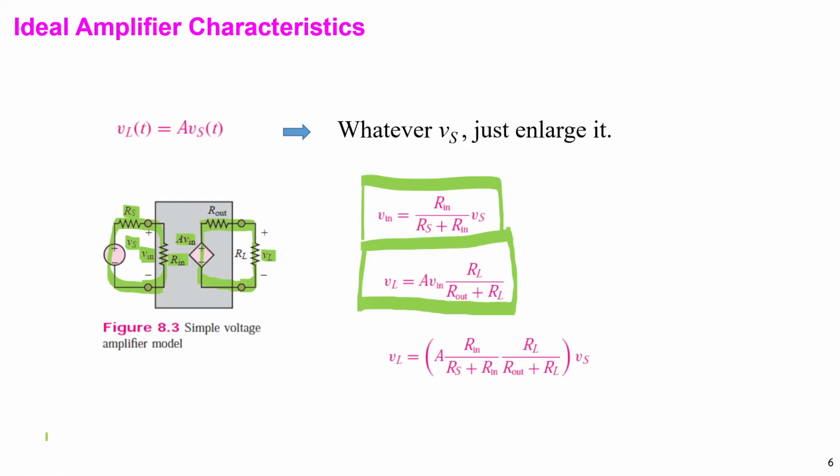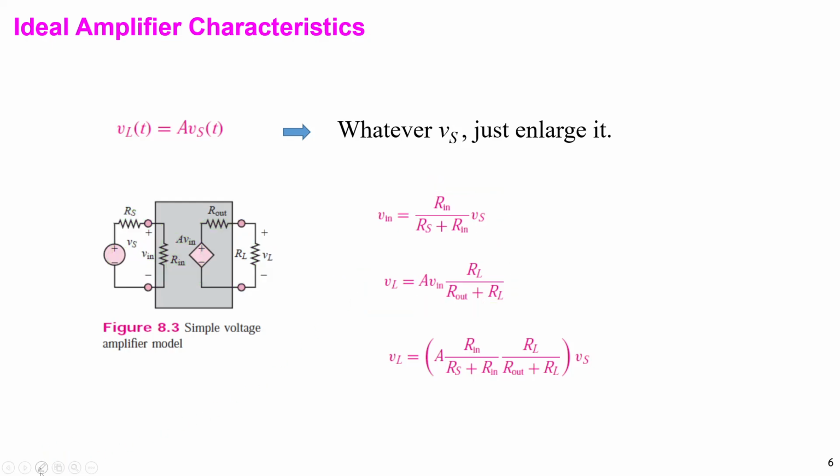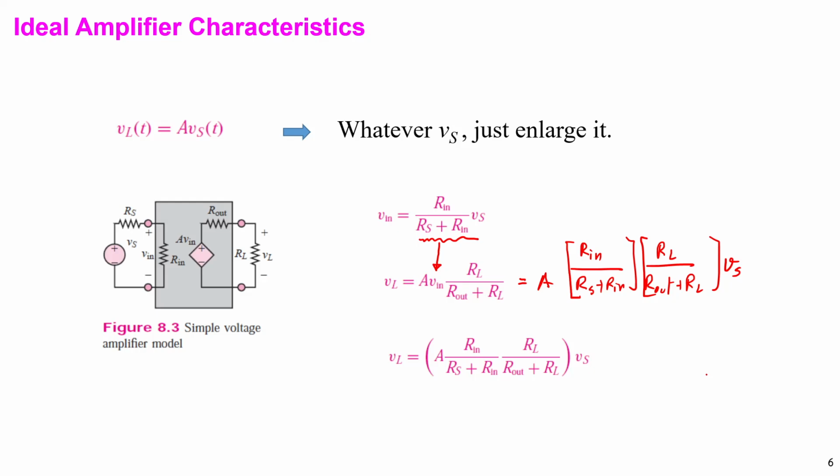So we substitute, then we substitute Vin in here. Okay, what we get is A times Rin divided by Rs plus Rin, and we have RL divided by Rout plus RL, like this, right? This is Vs here, right? Vs here we move to here, so we get this equation.